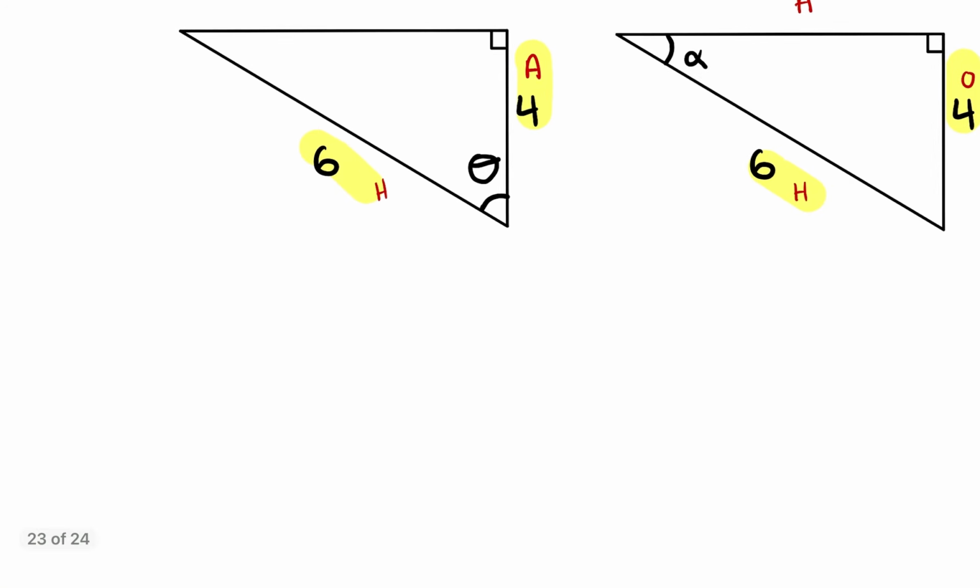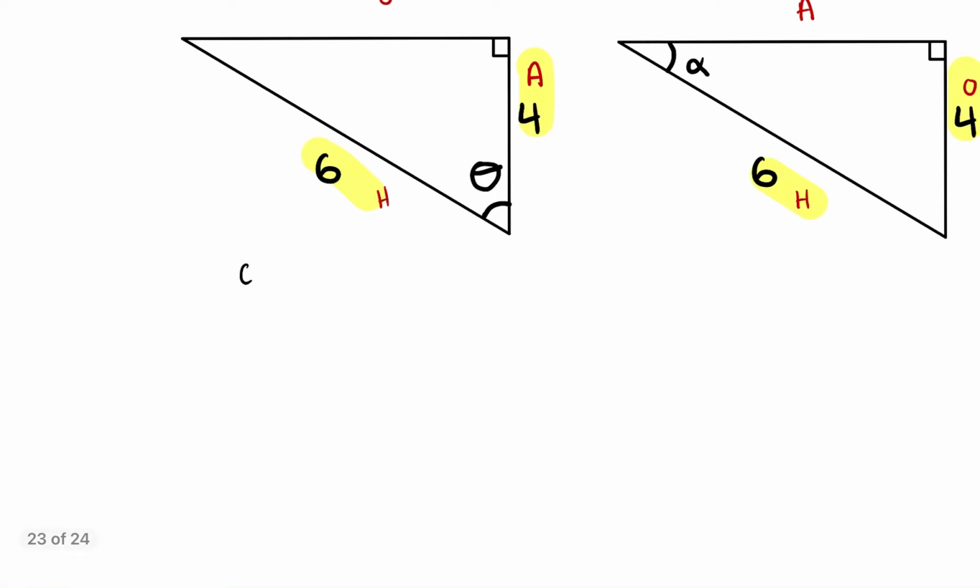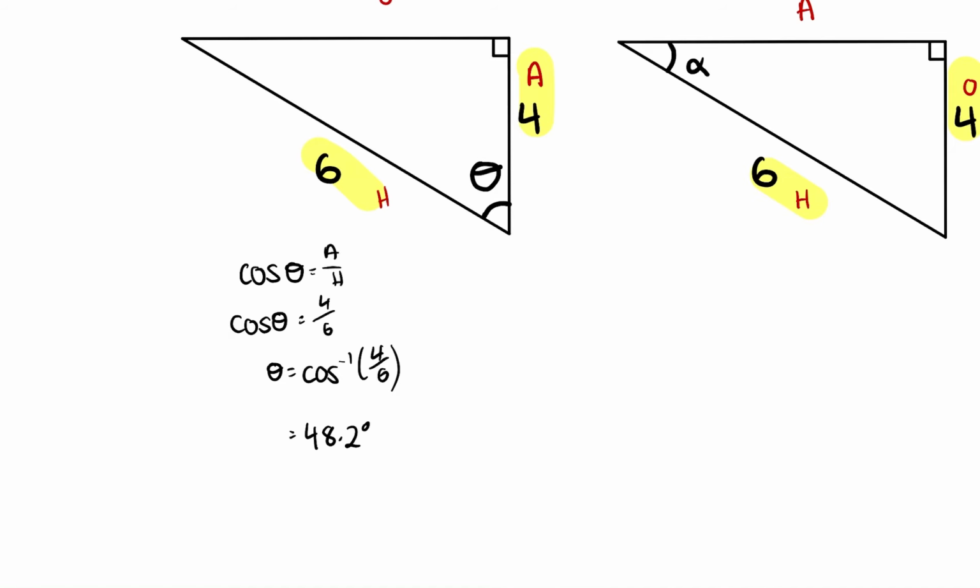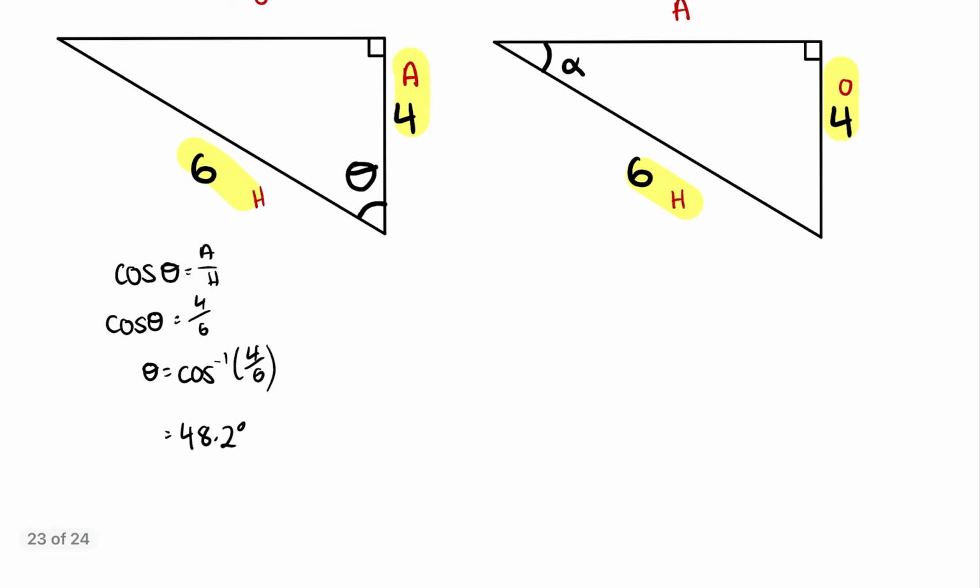If I look at this first one, I'm going to be using cos because I've got A and H. So substitute in your values, which is 4 over 6, inverse cos. Chuck that in your calculator. So inverse cos, and that gives us 48.2 degrees.